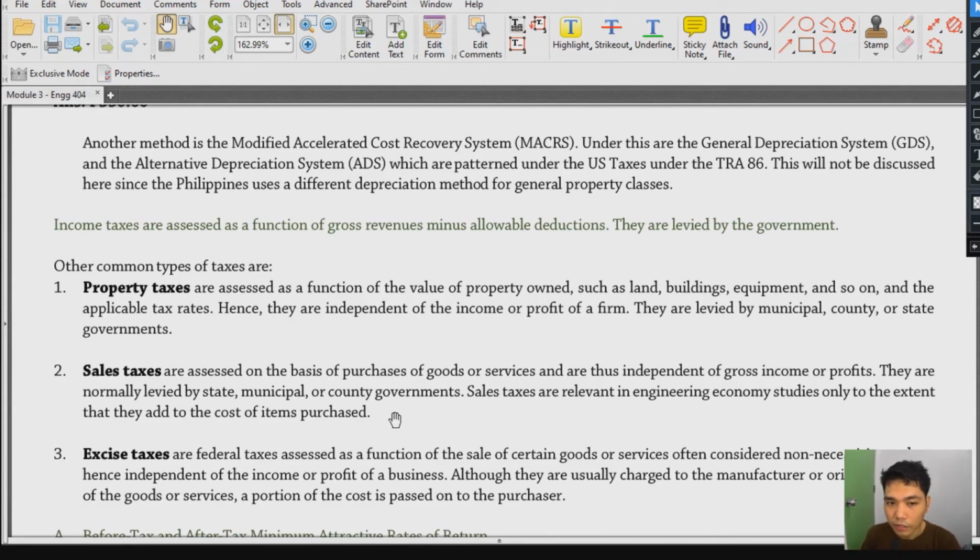And then the sales taxes, so ito yung kapag ang base natin ay purchasing of goods or services. So, yun nga, independent din siya sa gross income or profit. So, it's like, basta kung meron kang pinapagbenta, those products are taxable. So, kaya meron tayong certain taxes. Makikita nyo dun sa ating mga products, diba?